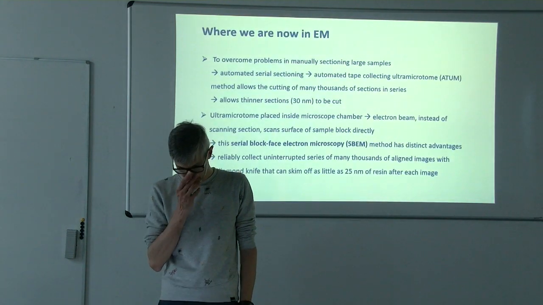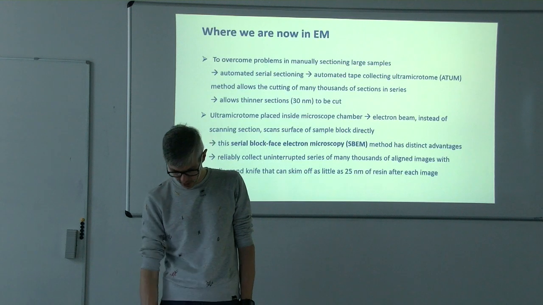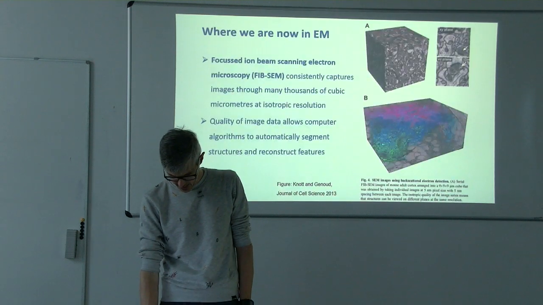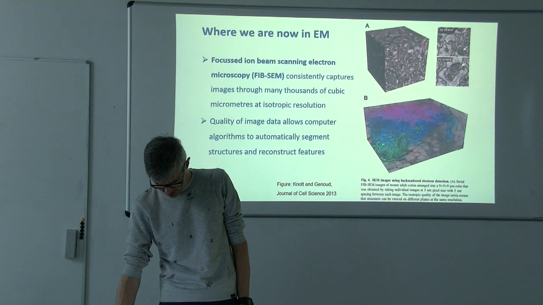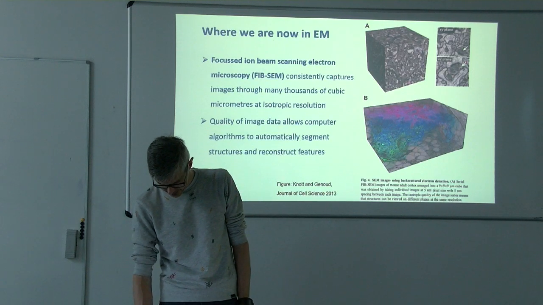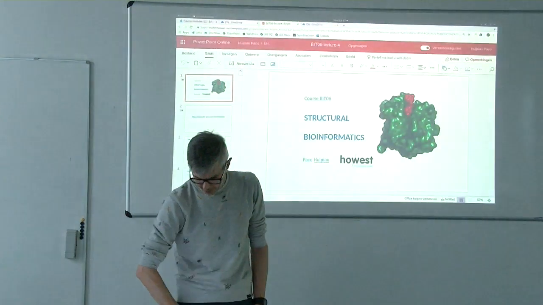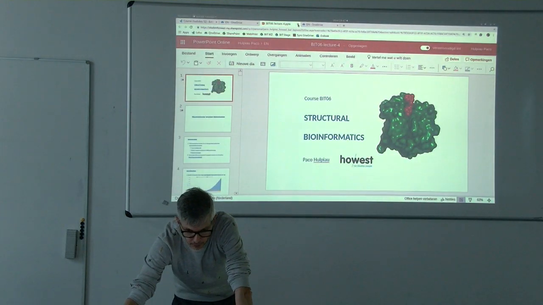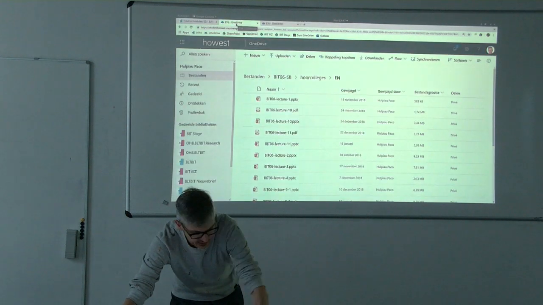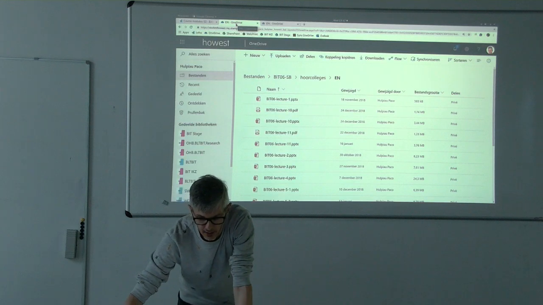And this is then just the latest use, where we are now in electron microscopy, and you can have actually quite amazing images of structures. Okay, that's it for the third part on structure determination. And then now I would like to give a demo of how you can use Python if you don't have experience.